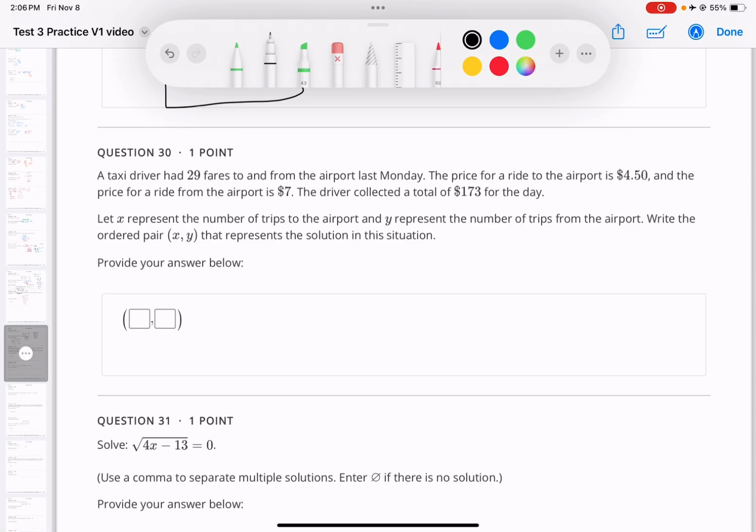Okay, a taxi driver has 29 fares. The price to the airport is $4.50. The price away from the airport is $7. He collected $173 for the day. So I know a couple things. Let's call this one our x variable, so 4.50 times x. And this one is y, so 7y. But I know if I add the two fares together, x plus y equals 29. And I know 4.5x plus 7y, when I add them together, I'm going to get 173.